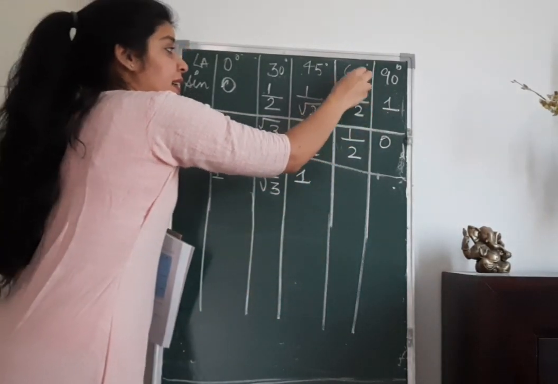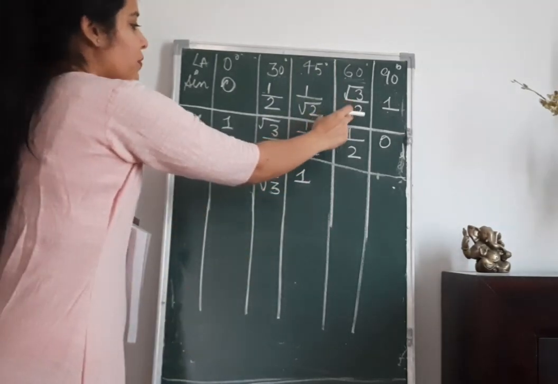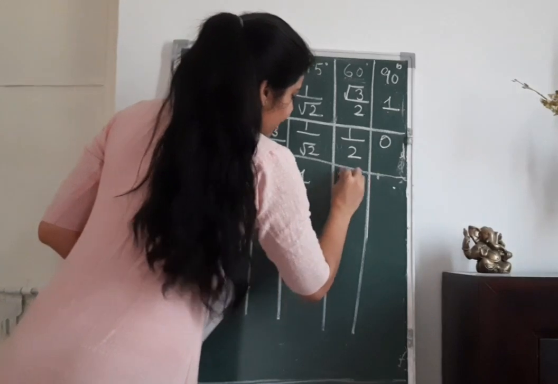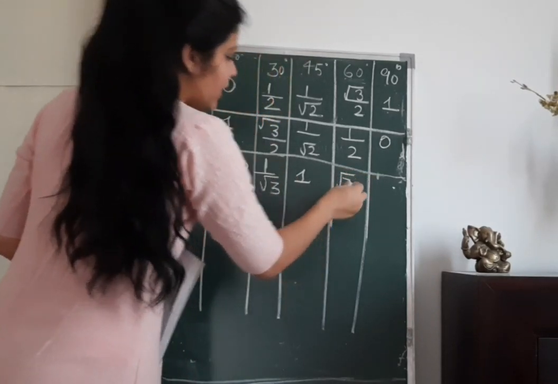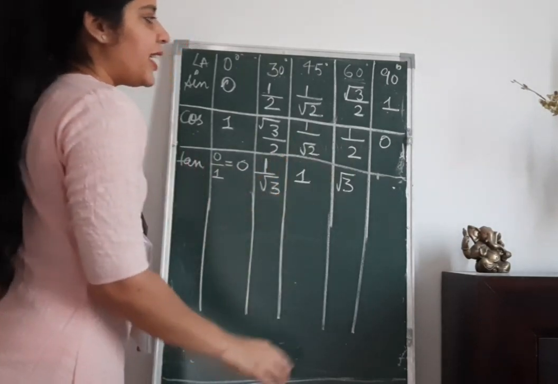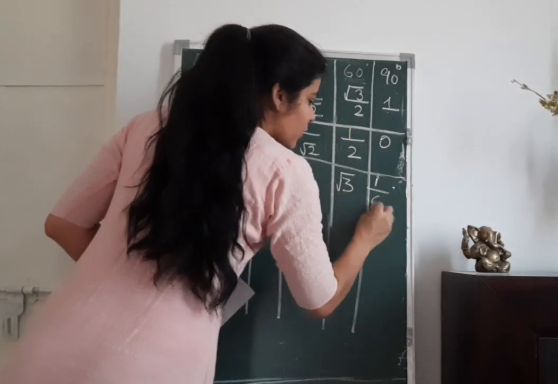Now see. This is 60 degree. Sine of 60 upon cos of 60 will be equal to what? Tan of 60 degree. That is equal to root 3. And tan of 90 will be 1 upon 0 and we know 1 upon 0 is not defined.